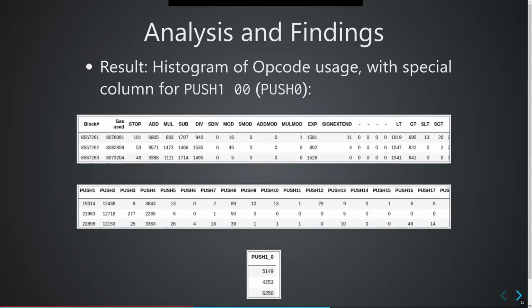And we got a histogram. We collected a histogram with all the opcode usage, including the push instruction, and we also have a special column for when we found PUSH1 pushing the 0 value, the specific value of 0.